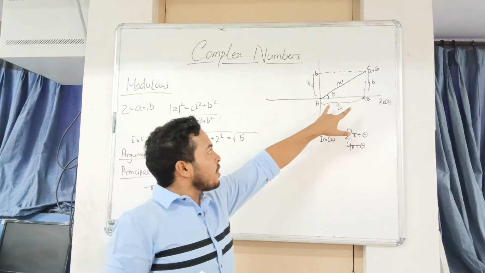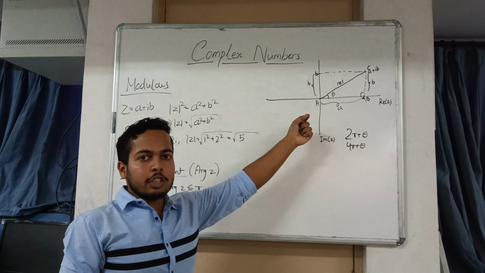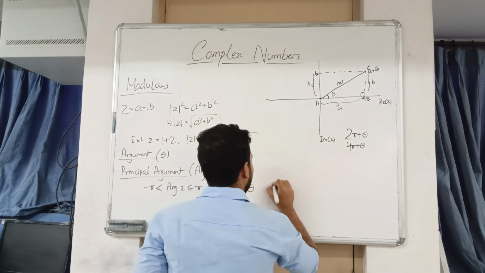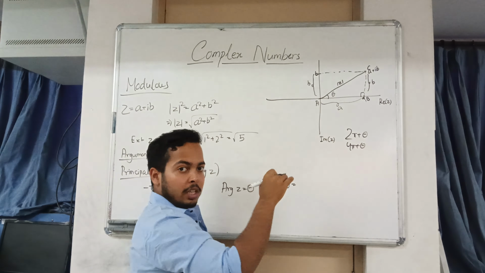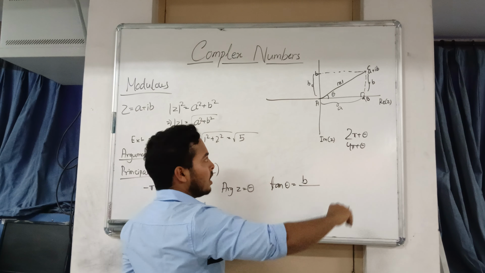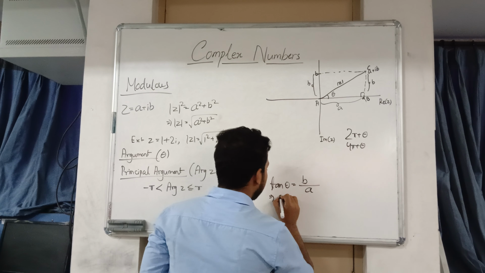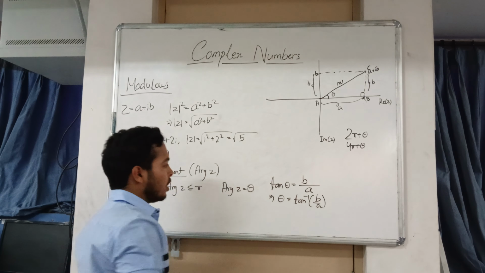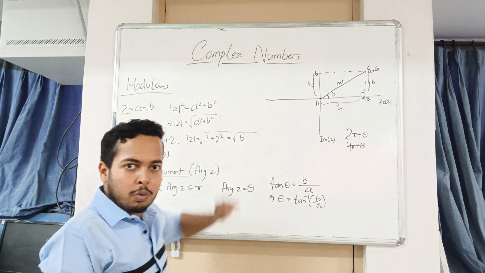Now observe, in the triangle ABC, if I want to find a relation between theta, A and B, if I take tan theta, then tan theta would be equal to perpendicular by base. Now my perpendicular is B units and my base is A units. So this implies theta is equal to tan inverse of B by A. So this is how we can find the principal argument of any complex number in the first quadrant.